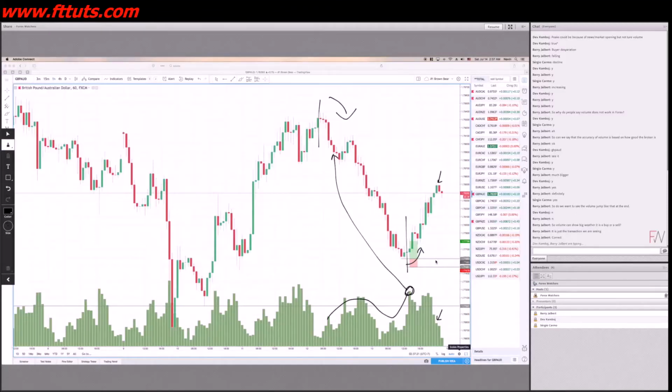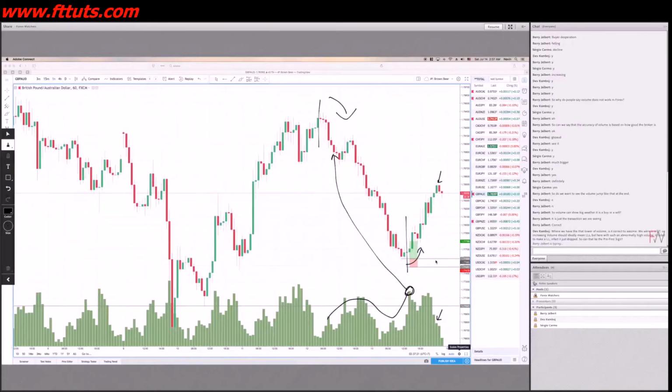Yeah, so okay, I just understood your question. Volume can still show high even if it's a buy or a sell. Yeah, absolutely, because it's just a transaction. It doesn't know up or down, so it's still going to show high.